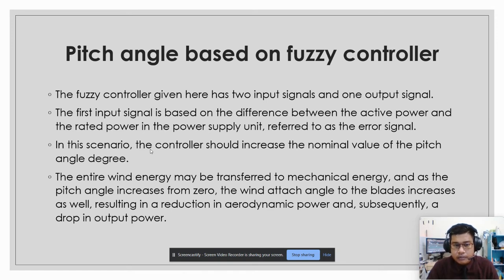In this scenario, the control should increase the nominal value of the pitch angle degree. The entry wind energy will be transformed to mechanical energy as the pitch angle increases from zero. The wind attack angle to the blade is increased as well, and as a result it reduces the aerodynamic power, with a subsequent drop in output power.